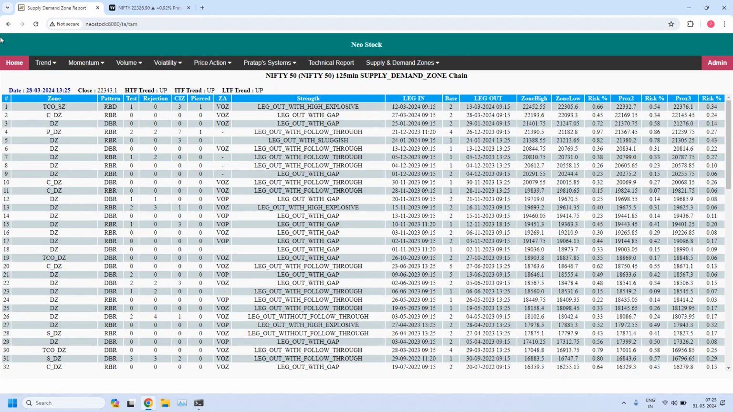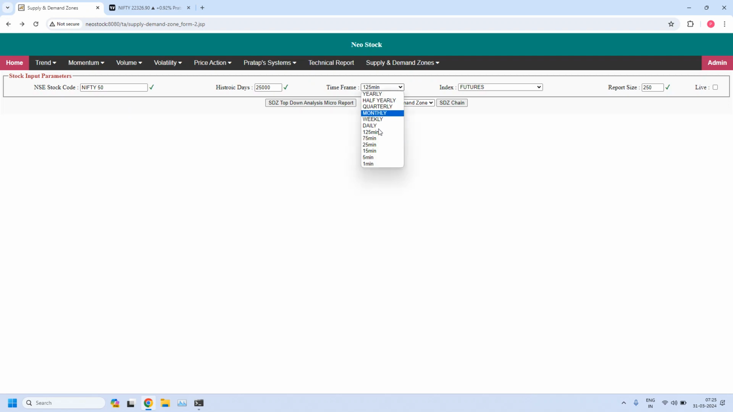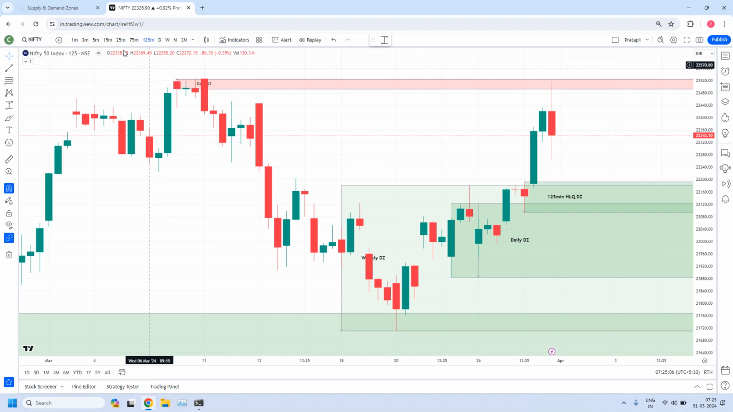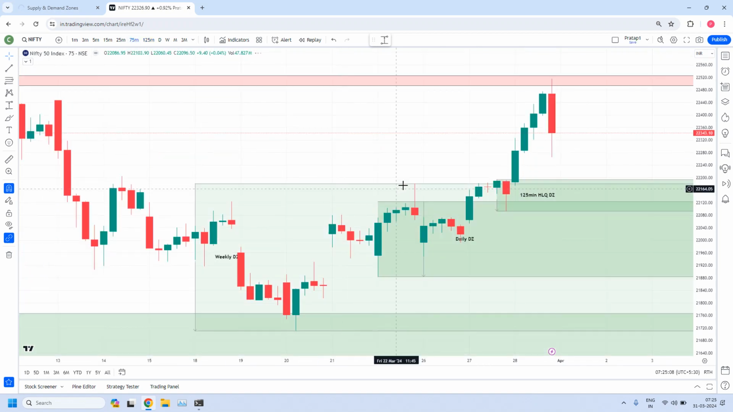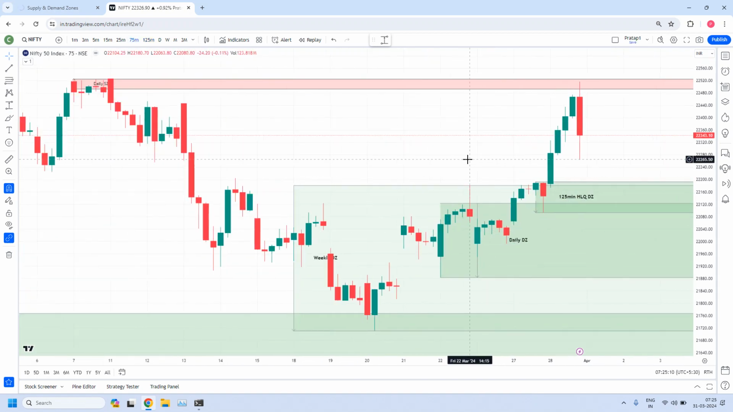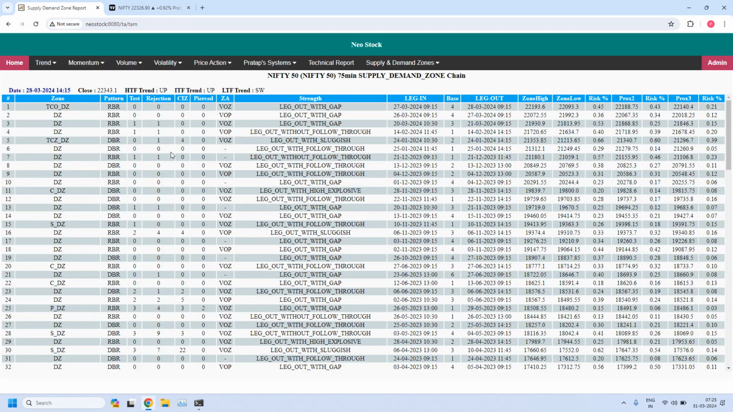Now let's move on to 75 minutes zones. So the chart is generating. Before it generates, let me change the time frame here to 75 minutes. Okay, the zone is ready. Now what is the immediately available demand zone? It is also not having any supply zone. We have a low priority, high liquidity zone available.